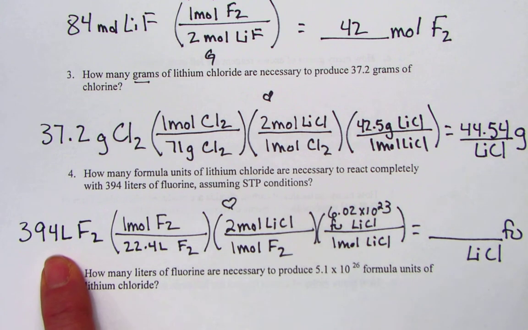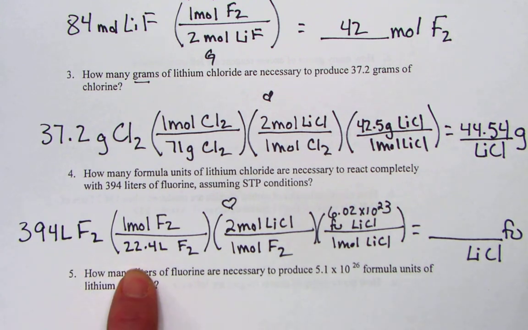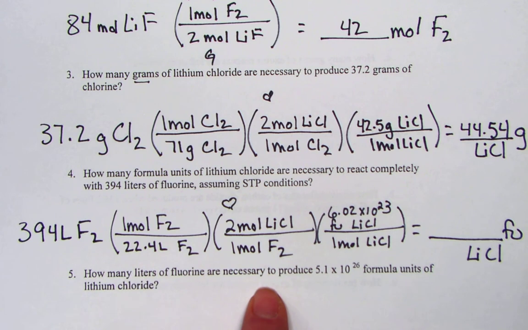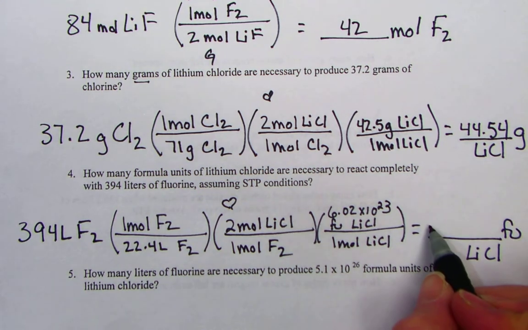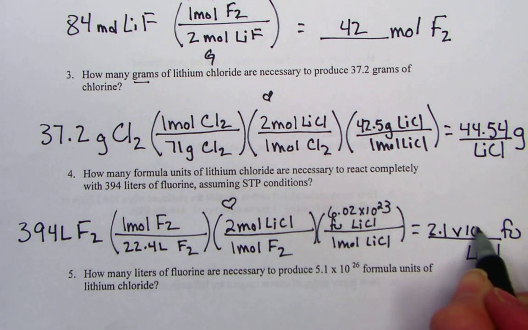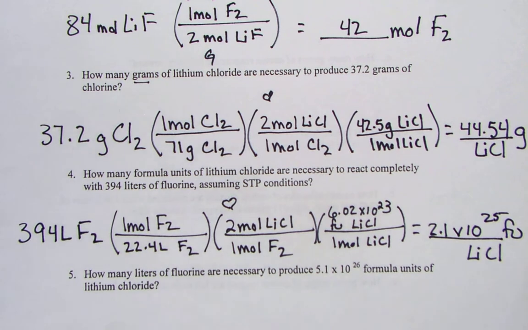We'll divide, 394 divide by 22.4 times 2 times Avogadro. Then I found 2.1 times 10 to the 25th formula units of lithium chloride.